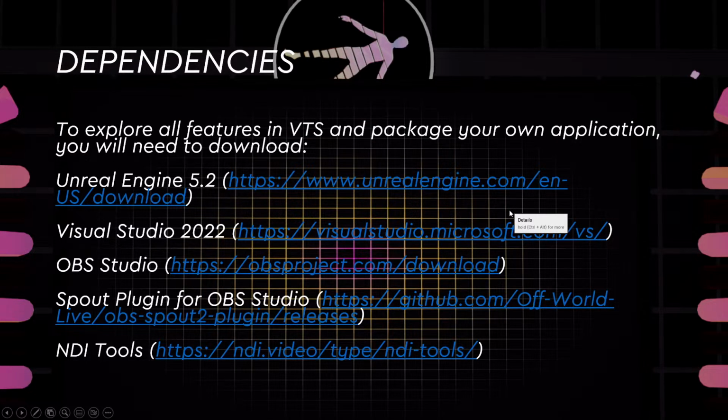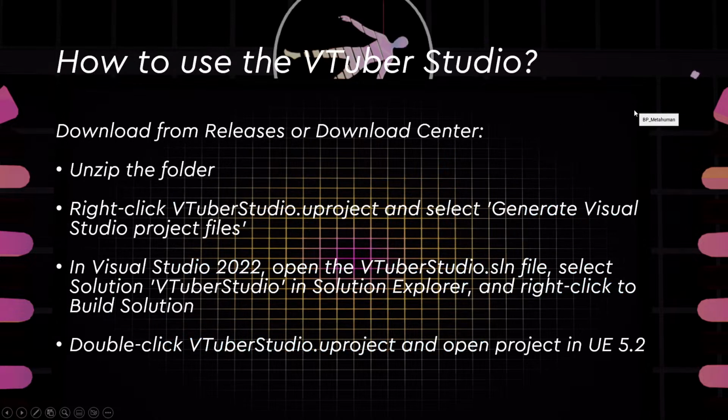And so some of the dependencies you'll need for the project: you'll need the Unreal Engine 5.2 version. You'll also need Visual Studio for you to build the project, OBS to test different streaming in and out via Spout, and our Spout plugin for OBS Studio, as well as NDI tools.